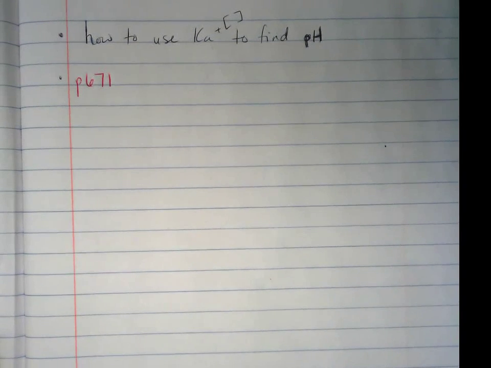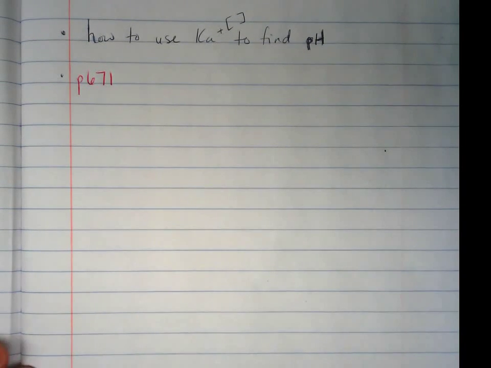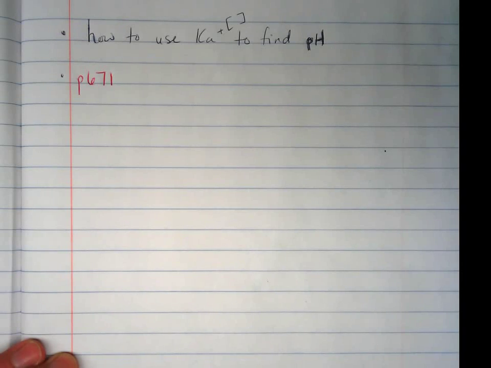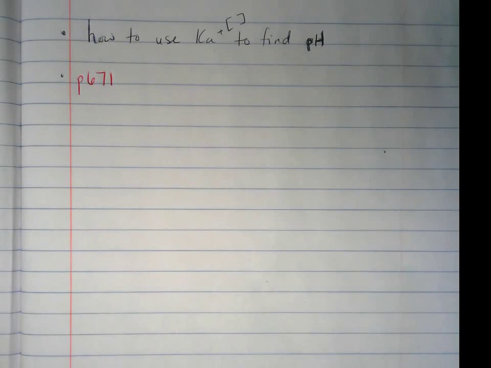So to start out, if I look at this example problem on page 671, it says calculate the pH of a 0.20 molar solution of HCN. It also tells you to look at Appendix D for the value of Ka. So for some of these problems, you might have to actually look up the Ka, and it does give you the concentration. You are going to be doing an ICE table for these problems as well.